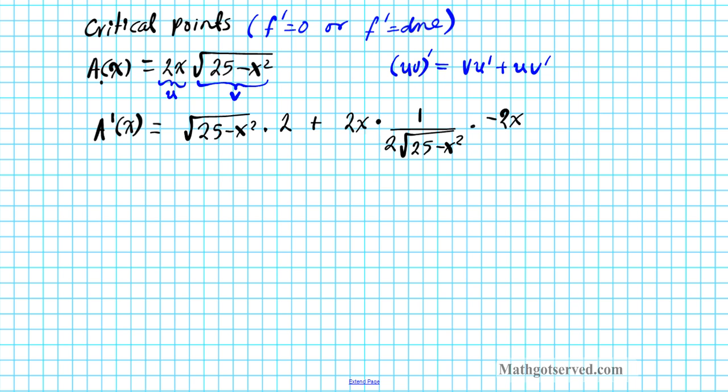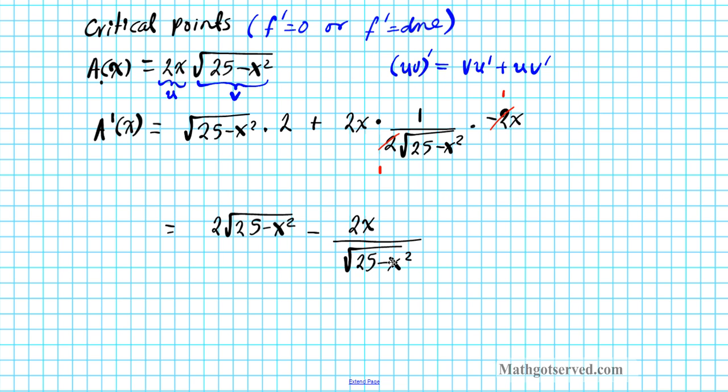Okay? So we can reduce this. 2 goes here 1, 2 goes here 1. And then we're going to have 2 times the square root of 25 minus x squared plus 2x. Actually, since we have a minus right here, we can change the sign to a negative. Minus the square root of 25 minus x squared.